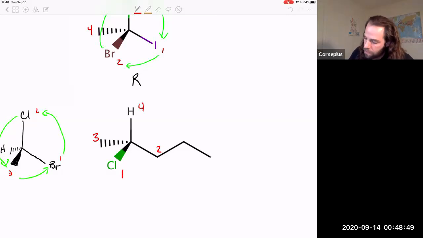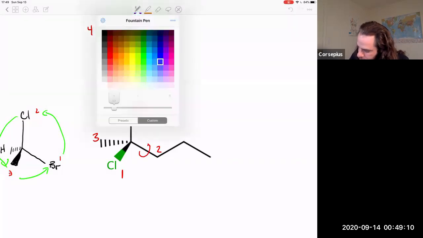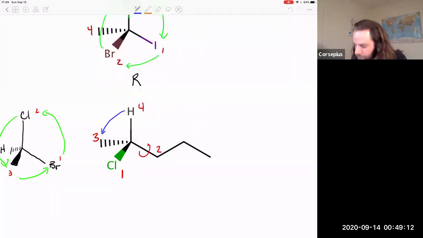Okay, so I'm going to rotate about this bond here going this direction, meaning that my hydrogen is going to swap places with the methyl group. The methyl group swaps places with the chlorine, and the chlorine swaps places with the hydrogen.